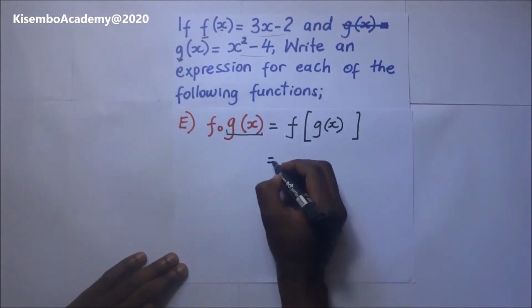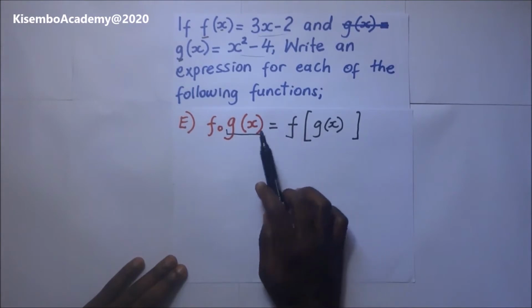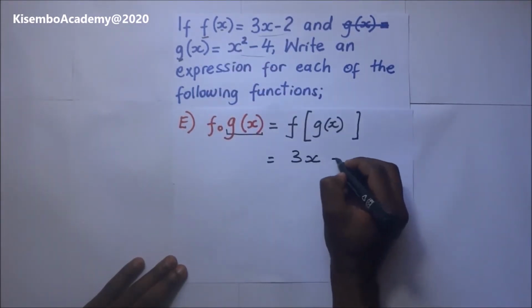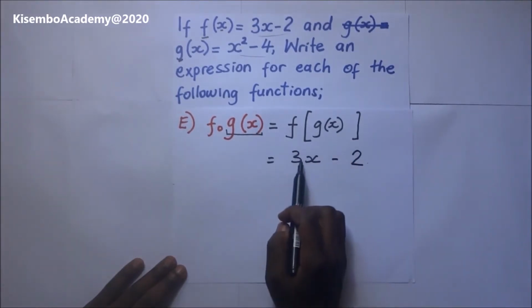So what is our function of x, for example? Our f of x is 3x minus 2 right there. That's our function f of x, our function where x is the variable.